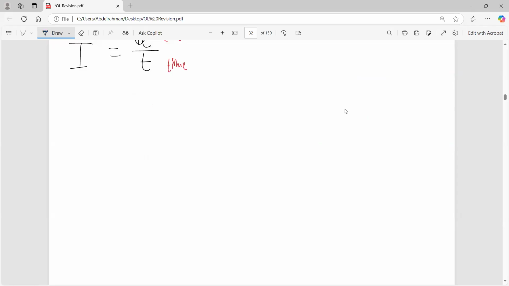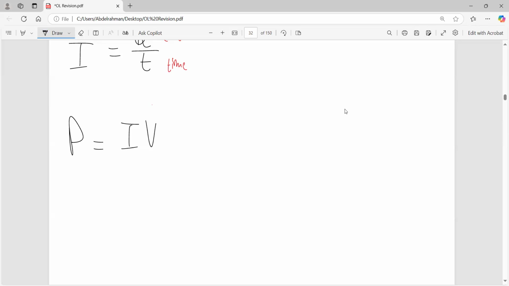How can we calculate the power? Power equals IV. And from this equation, I can actually come up with two other equations. Actually, more like three other equations. How can I come up with two or three other equations?